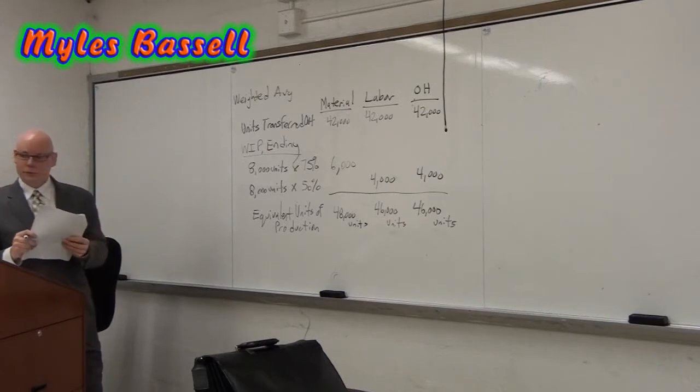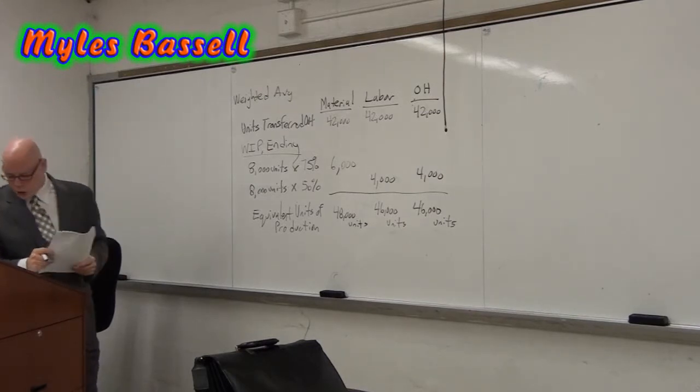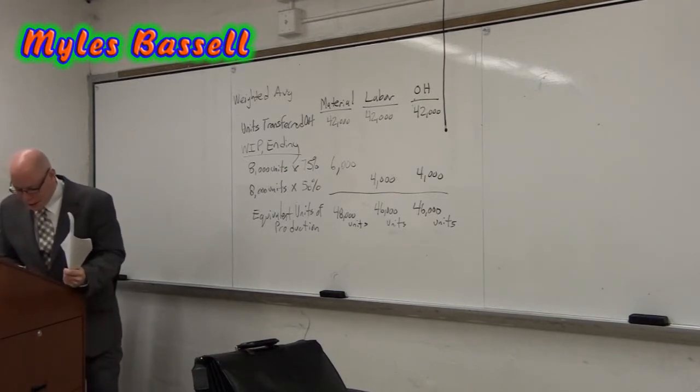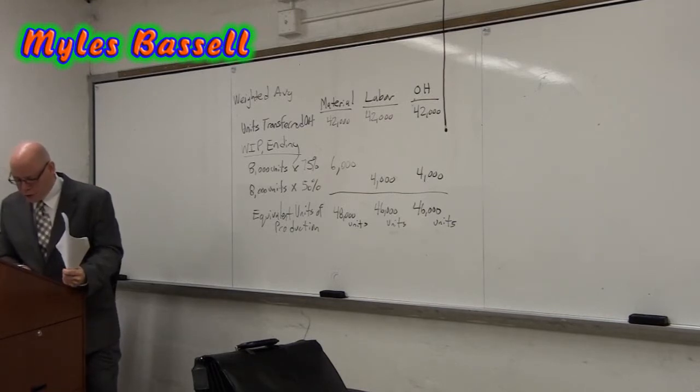Isn't it 4,800? Why 50%? That's what it tells us. It tells us in the second line there, 50% complete with respect to labor and overhead, with respect to materials being 75%. And they tell us that WIP at the end of the period is 8,000.